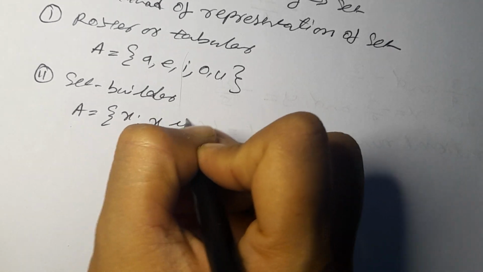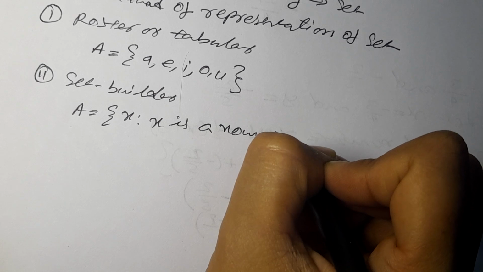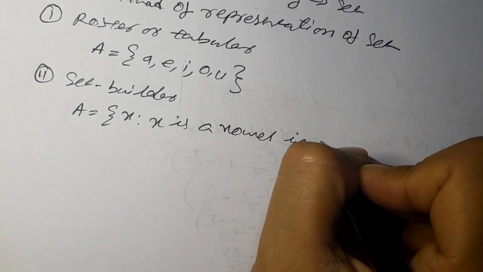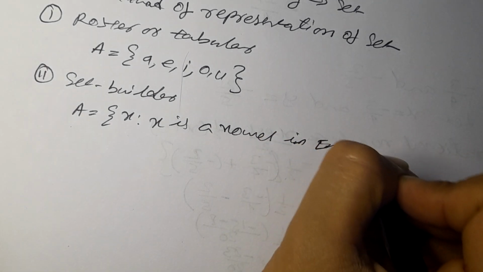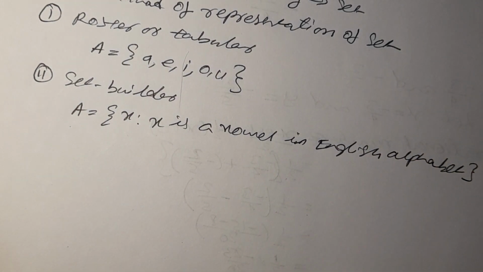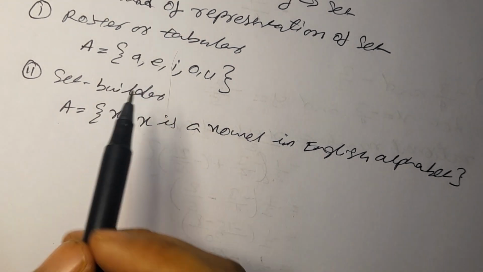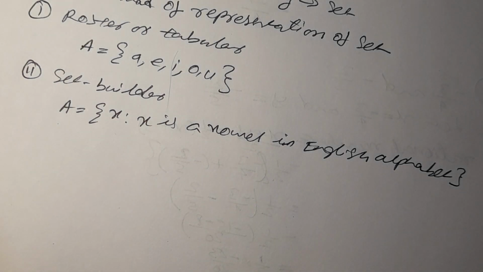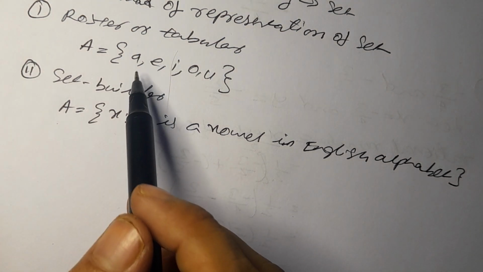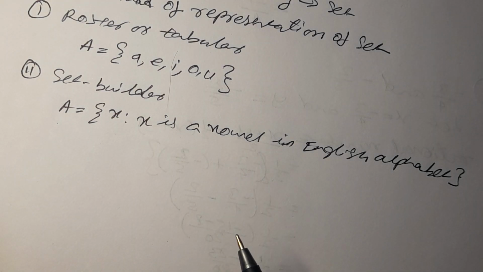x is a vowel in the English alphabet. The meanings are the same. One is written in the form of only the elements, so when the elements of the set are written as a combination of elements, that will be roster form or tabular form. When a set is written in the form of a statement, that will be set builder form.